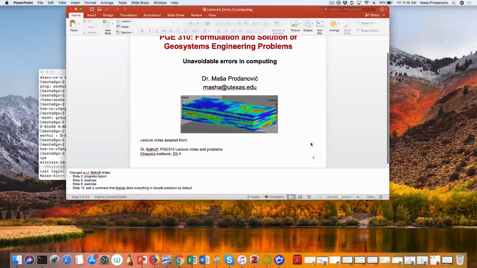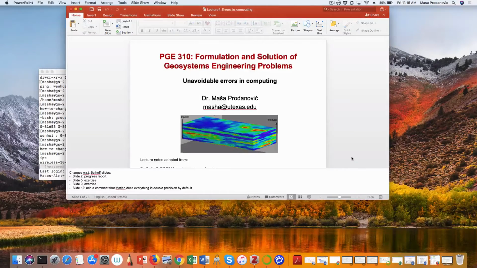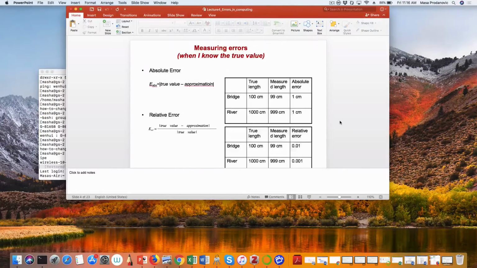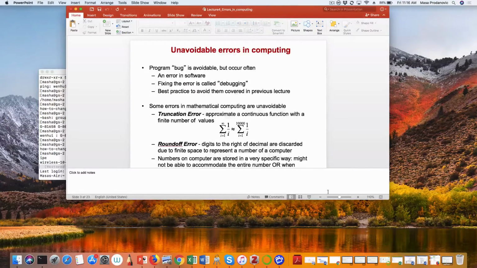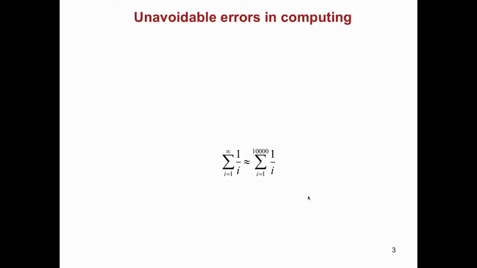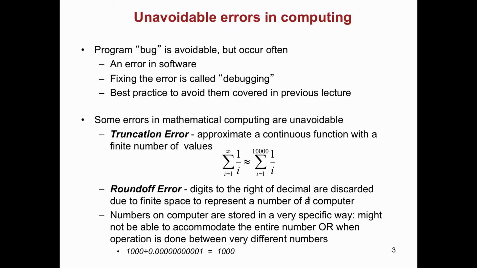So let us briefly wrap up our lecture. Unavoidable errors in computing. So just a brief definition so that we recall what are the typical errors. So we have two types of errors.